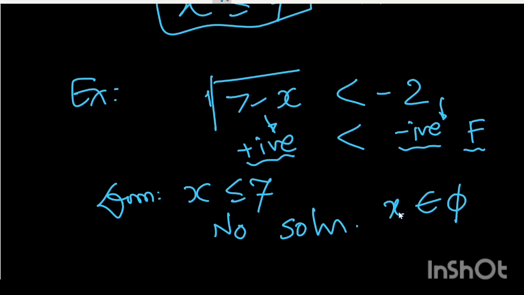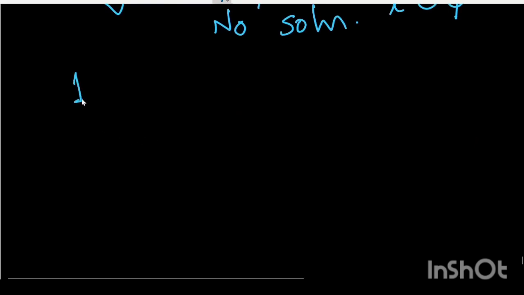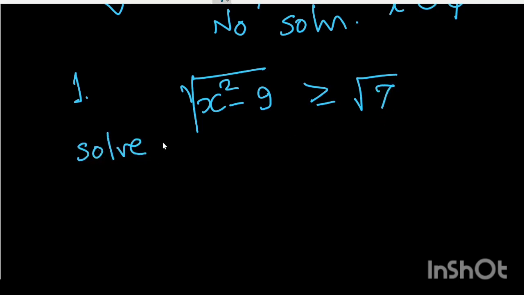There is no need to square this as well, because the previous one was a true statement, and this is a false statement, guys. Now I will give you one question. Try this. x square minus 9 greater than equal to root 7. Solve for x, guys. So how will you do it, guys?